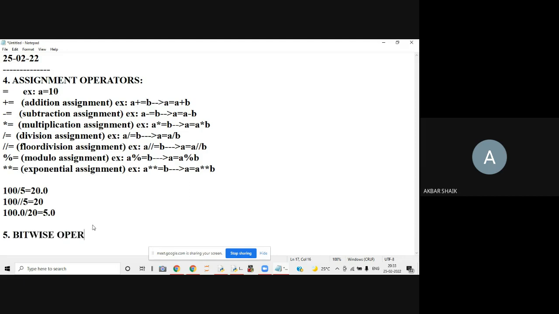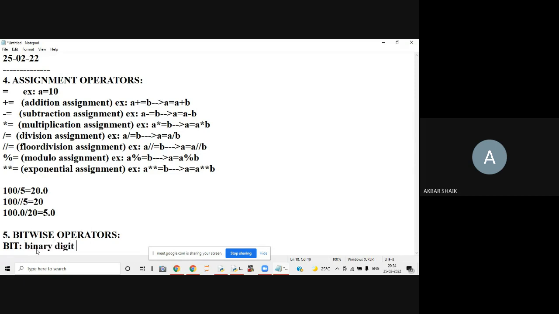Bitwise operators. Okay, what is meant by bitwise operators? First of all, what is meant by bit? The full form of bit is binary digit. I don't know how many of you are aware of this full form.